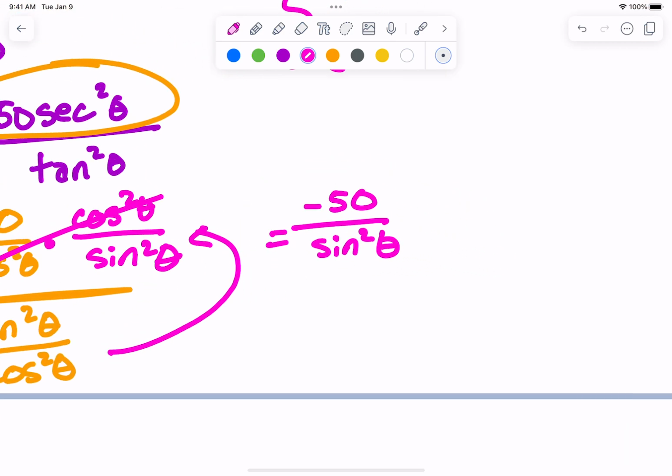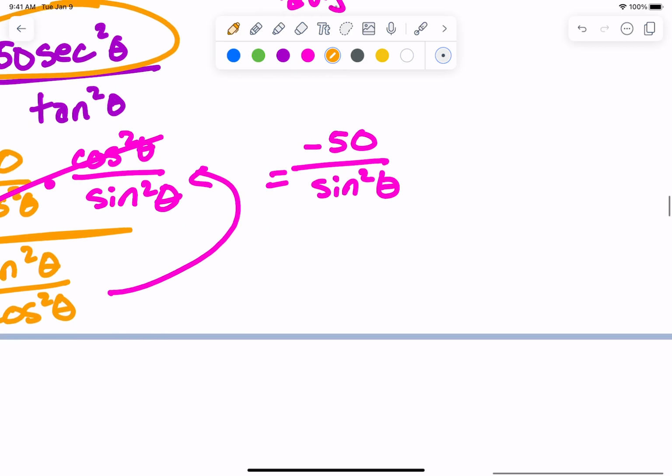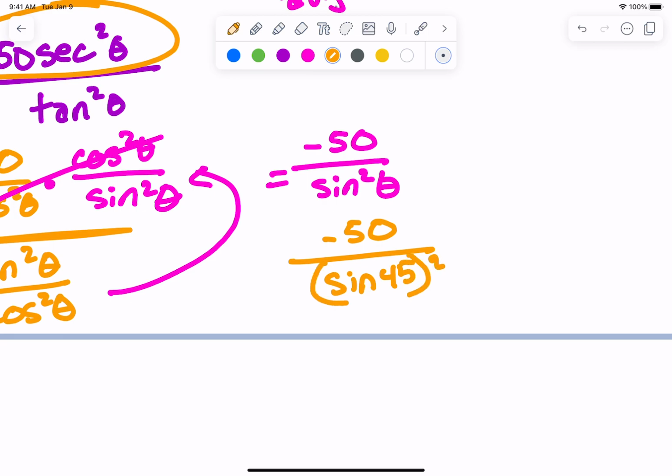Okay, so we need to put it in degrees. Negative 50 over sine of 45, that answer squared. Okay, we're all gonna take radians, all in degrees. We have a negative feet per degree. Yeah, because the answer goes negative, because you're going backwards.